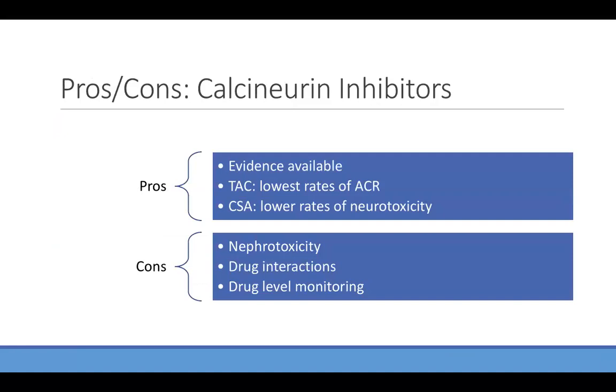In terms of the pros and cons of calcineurin inhibitors, the pros are obviously these are the best choices that we have in terms of preventing rejection in any organ transplant, whether it's heart, liver, kidney, any organ transplanted. Tacrolimus has shown the lowest rates of ACR, which is our cellular rejection, and cyclosporin has lower rates of neurotoxicity though. The cons are that they both do cause nephrotoxicity.